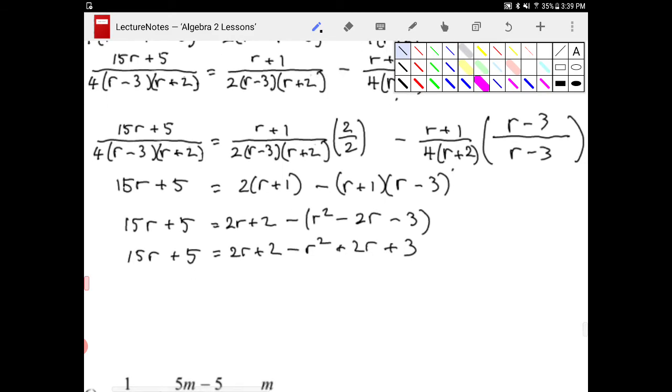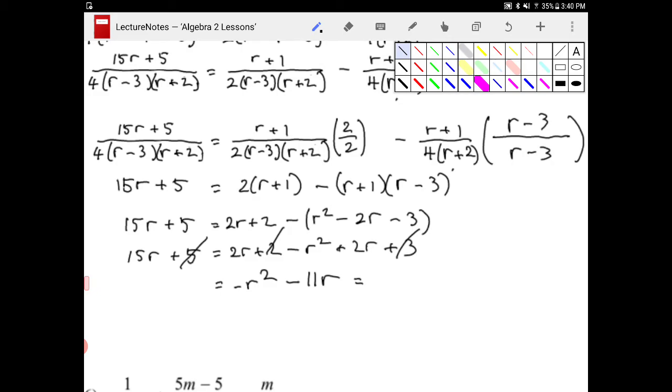And it looks like the 5 will cancel out with the 2 and 3. It looks like I have a negative r squared. If I combine the 2r and 2r, that makes 4r. Subtracted by 15r, that gets me negative 11r. And that's all I have. Okay, so I got negative 11r.